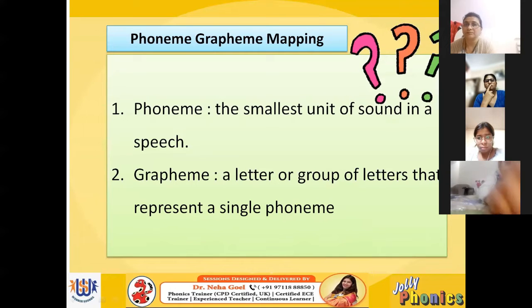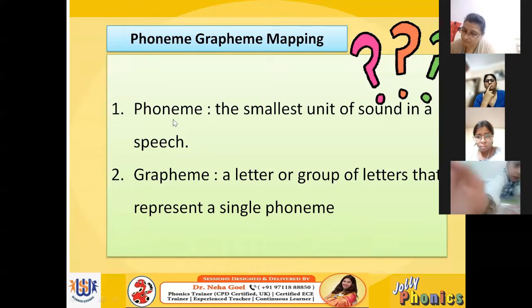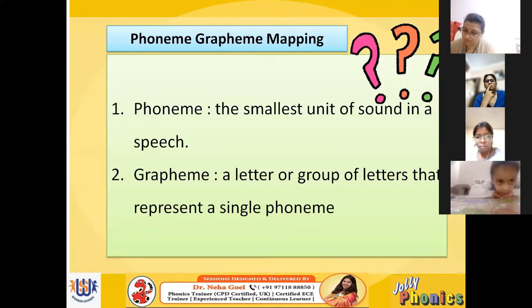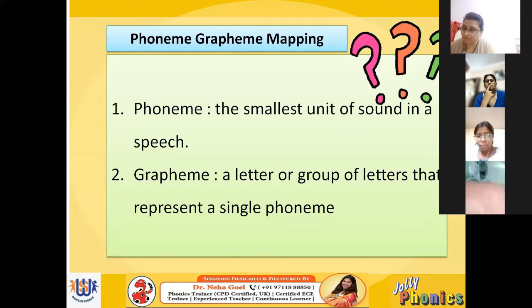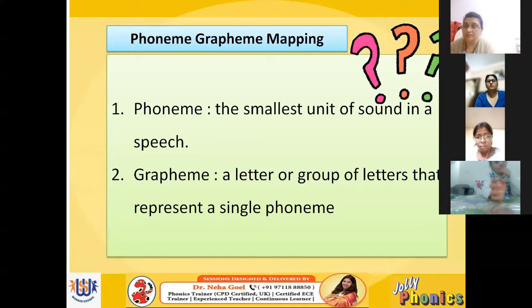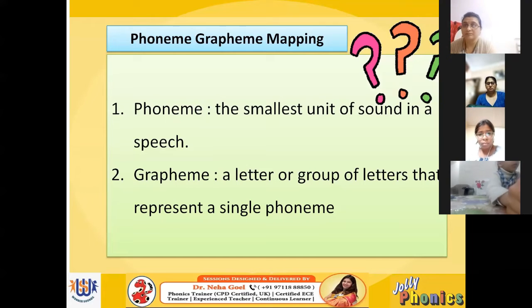Fine. So as I mentioned earlier, what is a phoneme? Phoneme is the smallest unit of sound. Suppose I'm saying cat, then k, the smallest unit. Okay, k. Now grapheme is what? You know k, but how will you show it on the paper? If you want to write it somewhere, if you want to tell the spelling, then how will you represent that? So when we are writing that letter to represent the single phoneme, we call it grapheme.